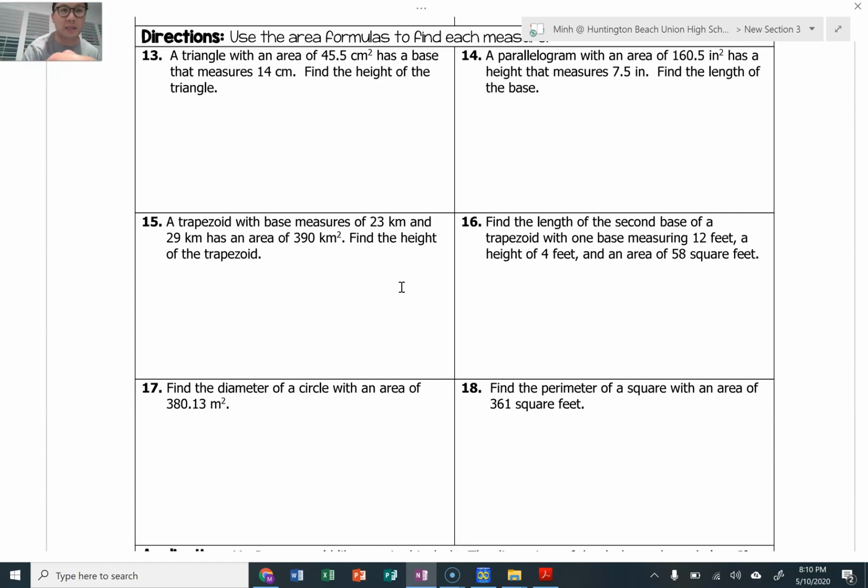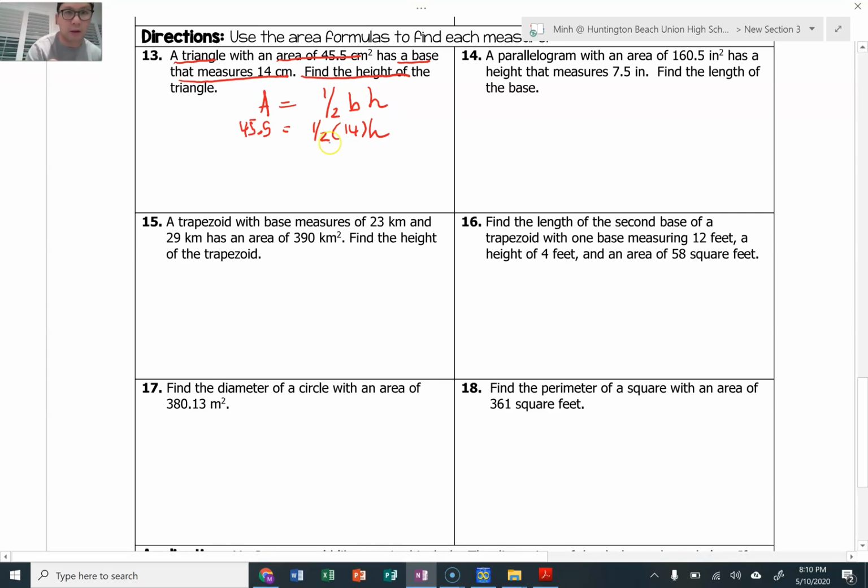So number 13, this is an area of a triangle. So already I know that area is equal to 1/2 base times height. It has an area of 45.5. So I'm going to go ahead and put 45.5 into here is equal to 1/2. And then it also says it has a base of 14 times h. And then it's asking us to find the height. So the height is going to be here. This time we're not finding the area. We're actually using this to find missing measurements.